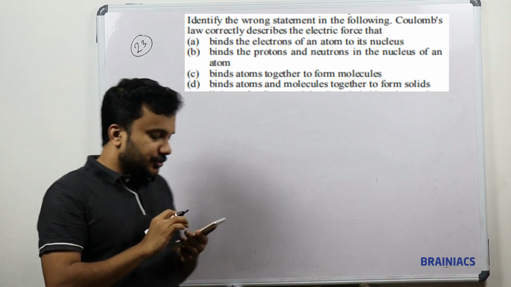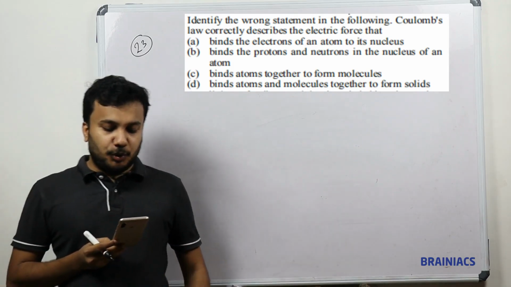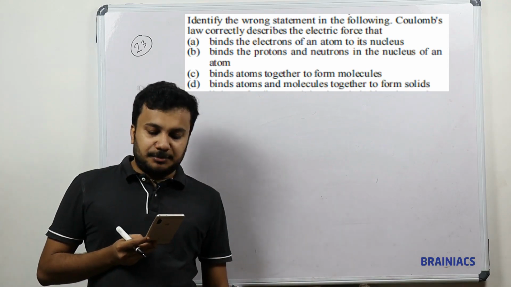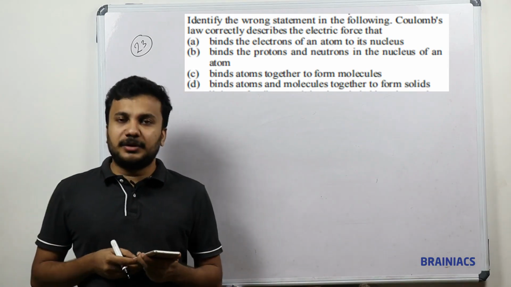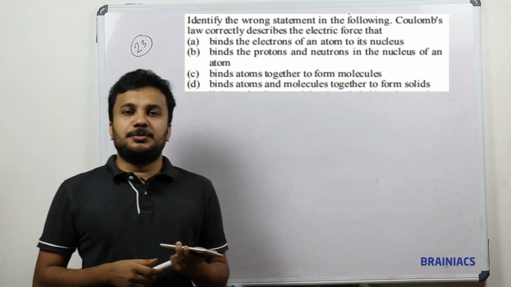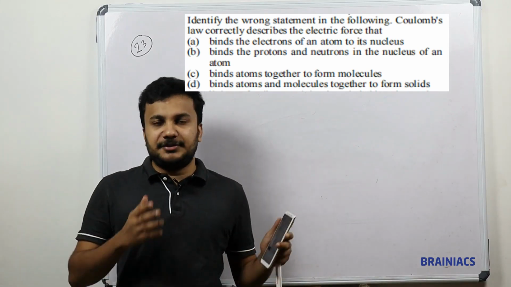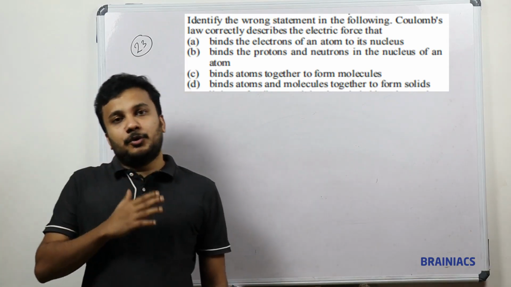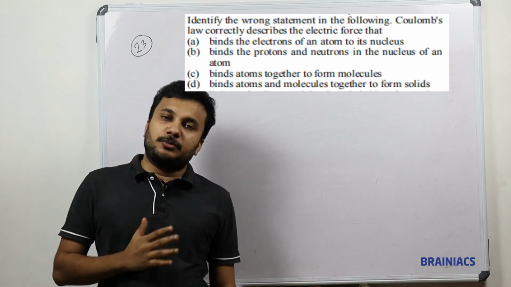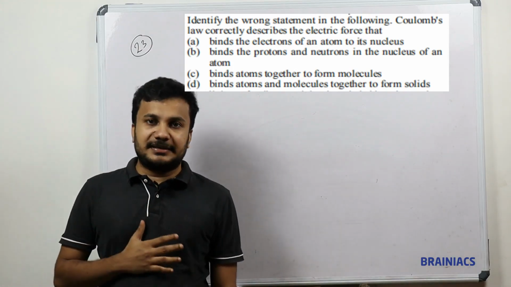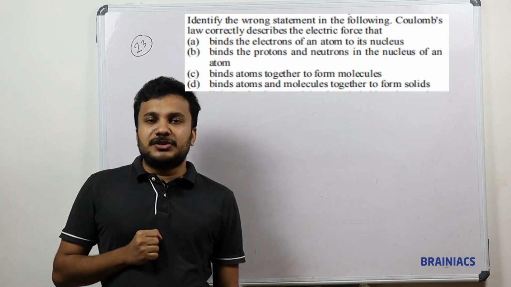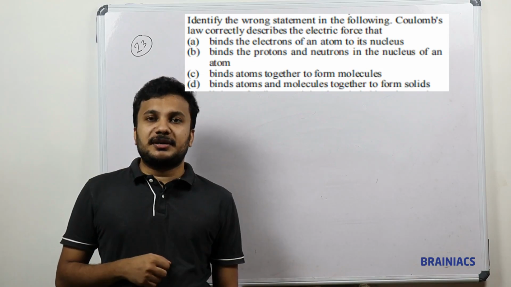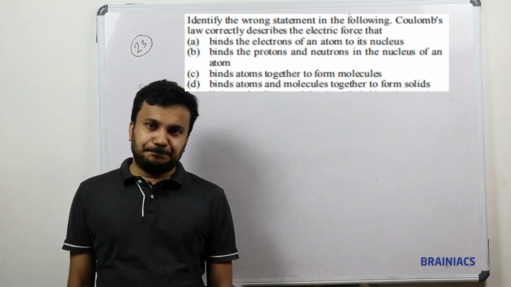Question number 23. You can see the question. Identify the wrong statement in the following. Coulomb's law correctly describes the electric force that... We know Coulomb forces exist between charged particles. If one charge is positive and another is negative, Coulomb force exists. Or both charges are negative, Coulomb force exists. Or both charges are positive, Coulomb force exists. In short, Coulomb forces exist between like charges and between unlike charges.